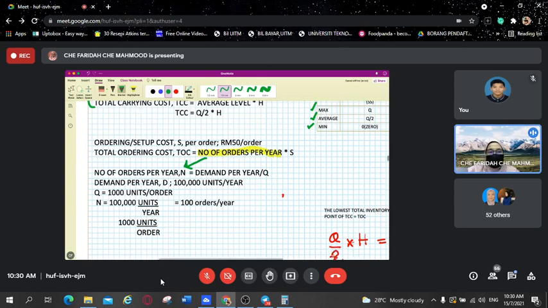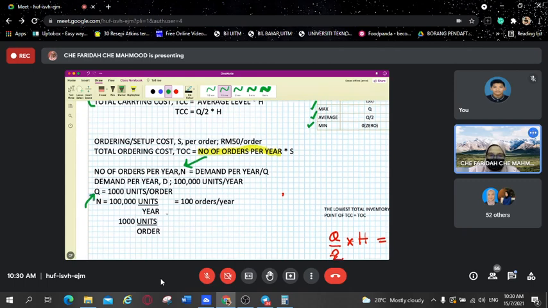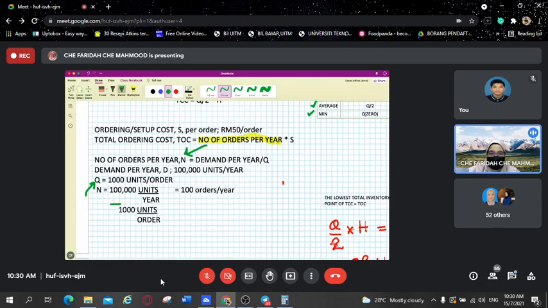Katalah demand per year kita ialah 100,000 units per year. And then quantity yang saya order dengan adik ialah 1,000. So, you notice that nak cari N ialah simply 100,000 units, this is the demand D, bagi dengan quantity yang saya order tu. So means that in a year, I order from adik 100 orders. 100 times. Maknanya ialah 100 kali saya order pada adik times per year.